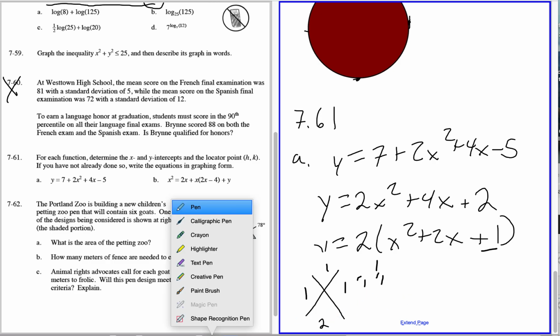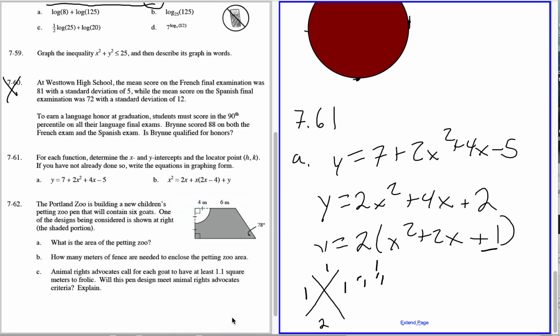Shrink the line. So I got x plus 1 times x plus 1. Break those apart. My x equals negative 1 twice. Okay, so I can put my negative 1 back into my equation.